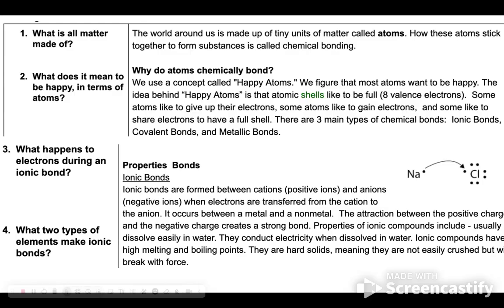So the world around us is made up of tiny units of matter called atoms. How these atoms stick together to form substances is called a chemical bond. Why do atoms chemically bond? We use a concept called happy atoms. We figured that most atoms want to be happy.